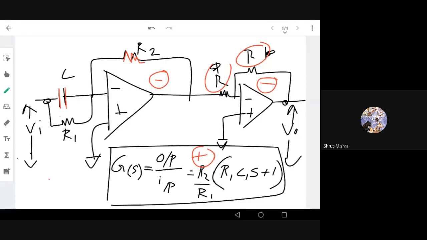If you check the transfer function, please check it. Are you able to derive this? R1 C1 S plus 1, into R2 by R1. Please check this out. Okay, if you have any doubt, please let me know. I'll try to answer. Else you can put your roll number.